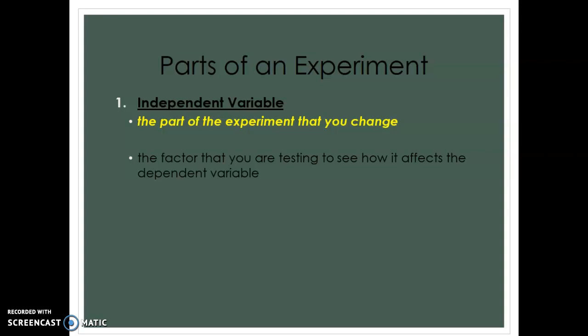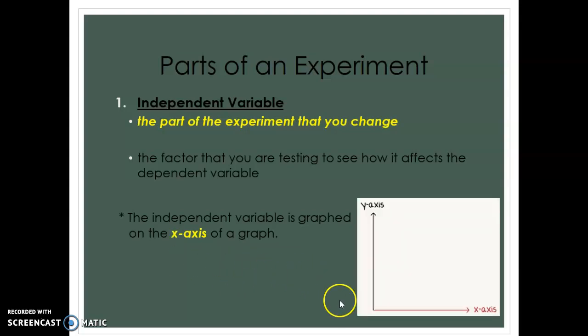In our brine shrimp lab, our independent variable, what we changed, was the salt concentration from one dish to the next. The independent variable is always recorded on the x-axis, or the bottom line, the horizontal line of our graph. So notice our x-axis here, the bottom line, that horizontal line, has our independent variable.